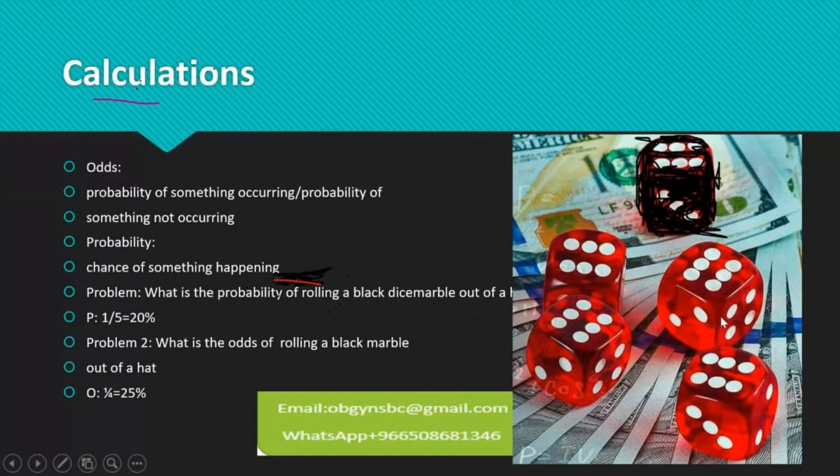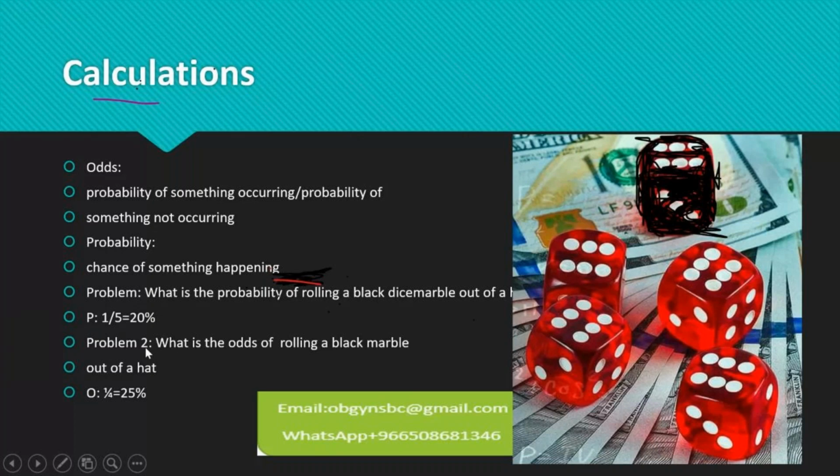So we are calculating the odds and we are calculating the probability. Here you can see that we have five dice. One is black and the other four are red. So in the odds, like I said before, it is the probability of something occurring versus the probability of something not occurring. Probability is the chance of something happening. If you have these five dice, the question is, what is the probability of rolling a black die out of all of these dice? So the probability would be 1 in 5, which means about 20%.